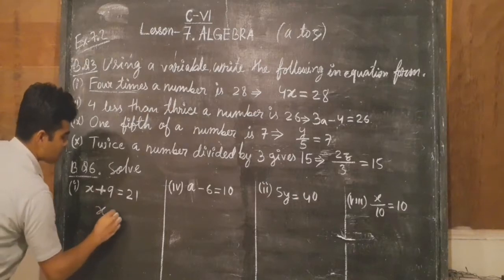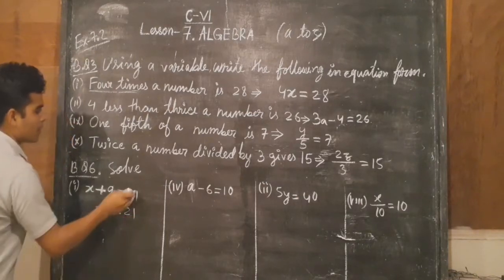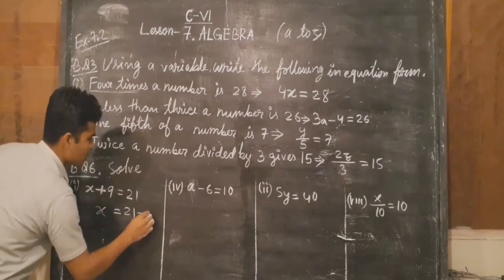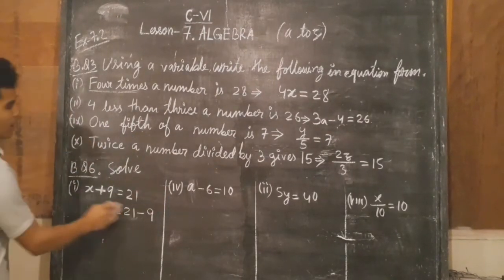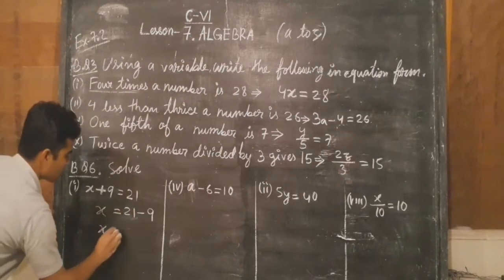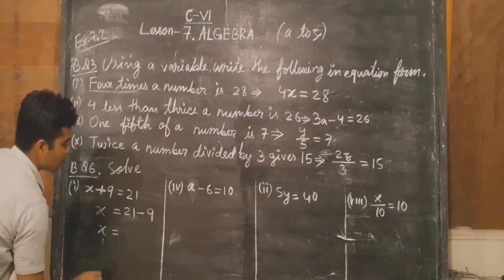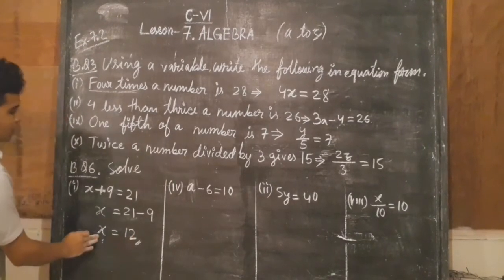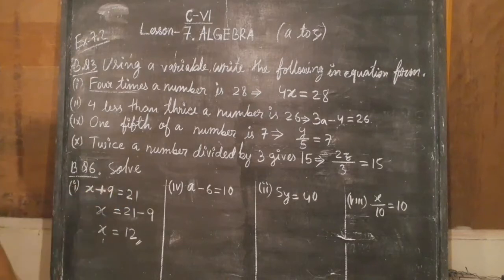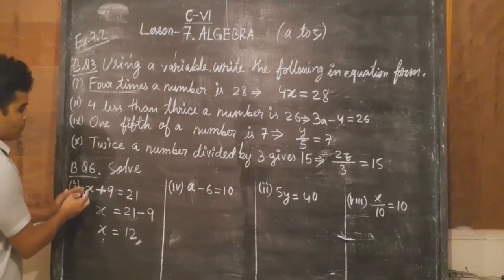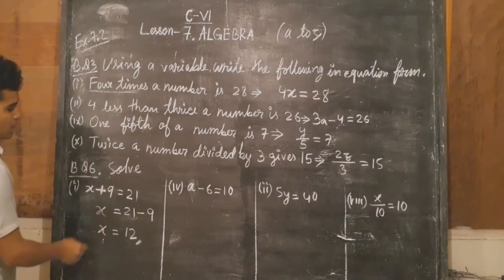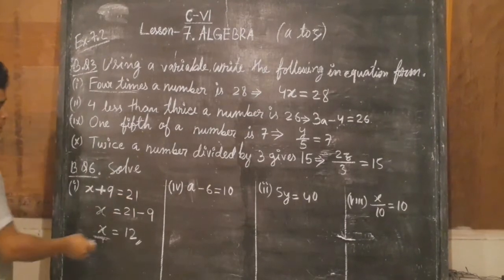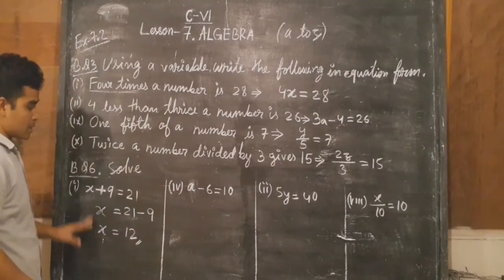See, x equals 21 is already here, so this plus 9 will come to this side and its sign will become minus. Now you can see 21 minus 9 is 12. So here is the answer. x equal to 12 will satisfy this equation, meaning x equal to 12 will make both sides equal. So we can find the value of x like this.